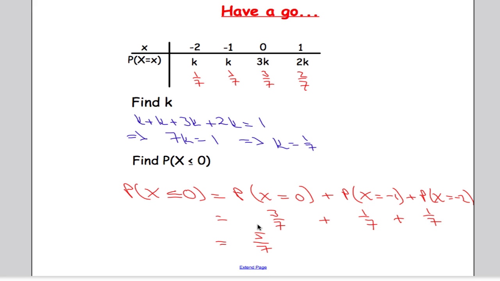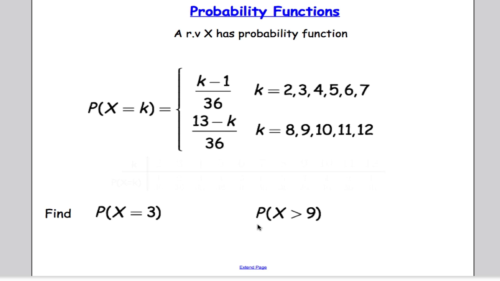Alright, fantastic. Let's move on now to probability functions. So we can also have probability distributions shown using functions. This is a random variable x again, and it has a probability function given below. And what we see here is actually just the probability function for the sum of two dice.